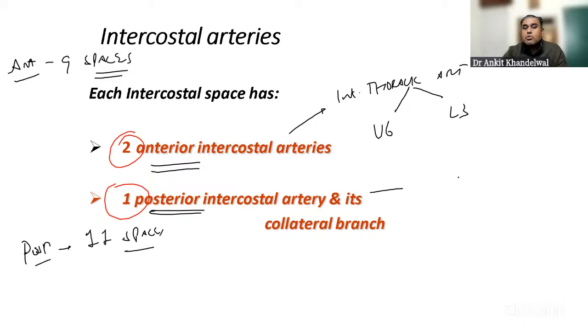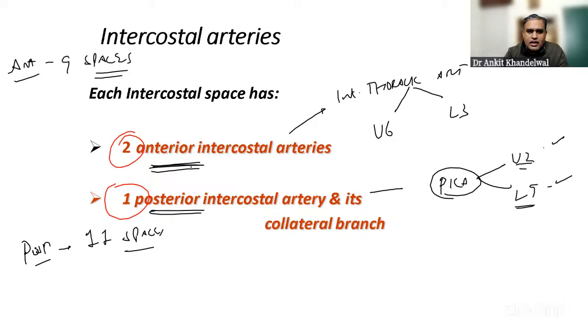Therefore, when we talk of the posterior intercostal artery, or I write it as PICA, they mainly come from the descending thoracic aorta, and they are divided into upper 2 and lower 9 spaces. Upper 2 is from other branches, lower 9 is from other branches. So remember to divide the anterior arteries into upper 6 and lower 3. Upper 6 spaces come from a different branch, and lower 3 spaces come from a different branch: upper 6 anterior intercostal arteries, lower 3 anterior intercostal artery pair.